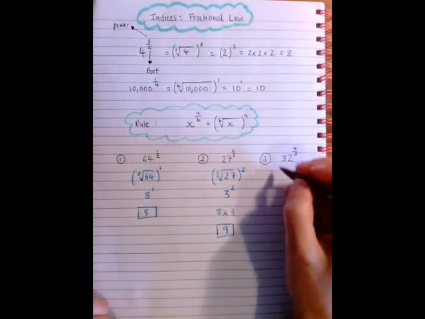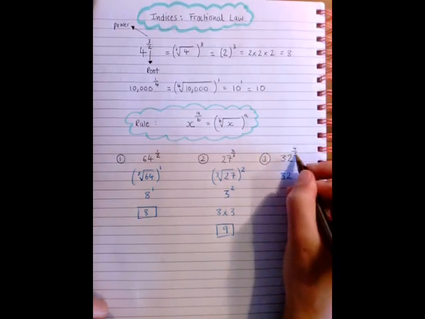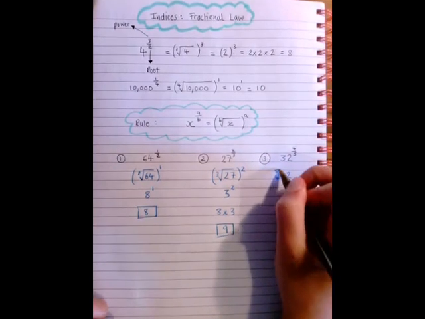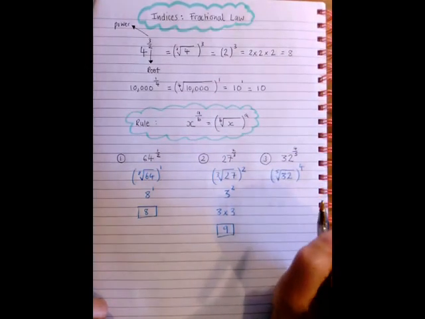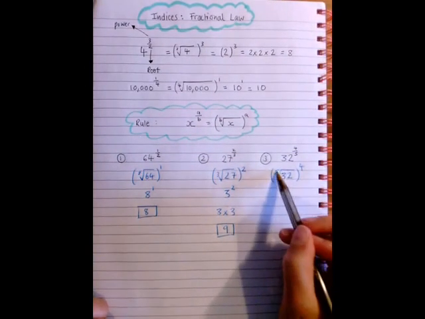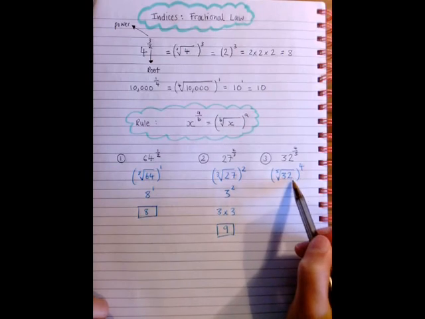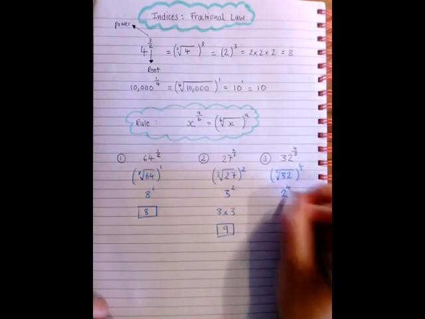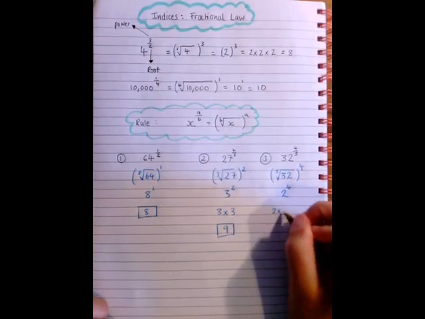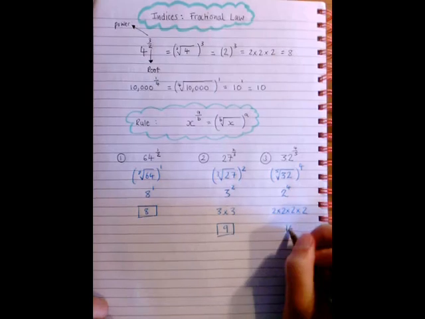And then number 3, first of all we need to write down that it's the 5th root of 32, all to the power of 4. Then the 5th root of 32, well, 2 times 2 times 2 times 2 times 2 equals 32. So it'll be 2 to the power of 4. And then we'd have to do 2 times 2 times 2 times 2, which would be 16.